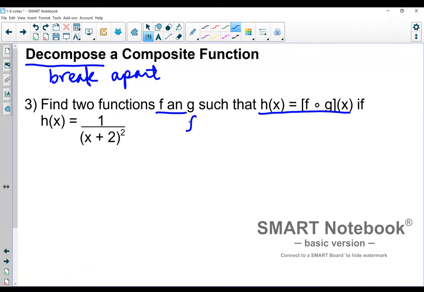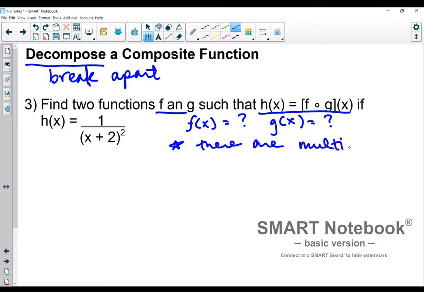And we're going to have to come up with the f of x and the g of x. So we're going to identify what f of x is. We're going to identify what g of x is. And there are multiple answers here. There's going to be an answer that's straightforward and easier that most people will come up with, but there are multiple answers.